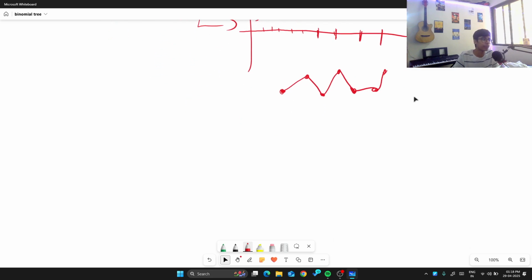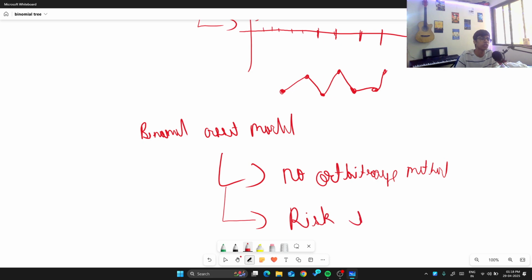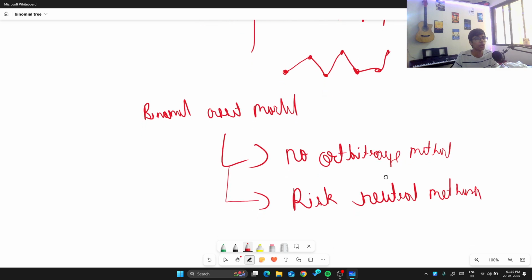And for the binomial asset pricing model, we will look into deriving it using this model from the no arbitrage method, and second, the risk neutral method. I will explain it later. What do the no arbitrage and risk neutral methods mean?